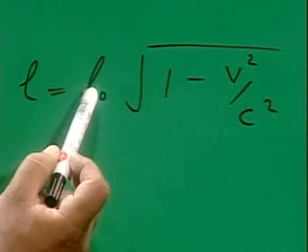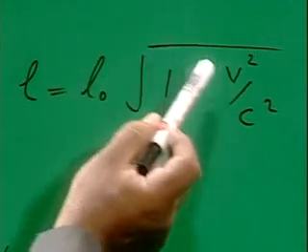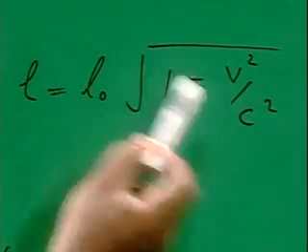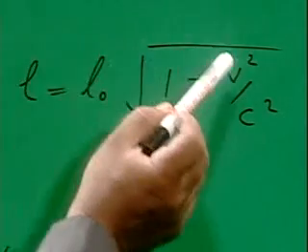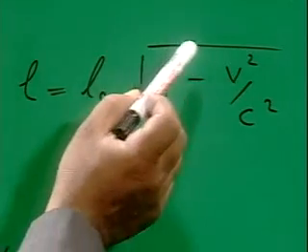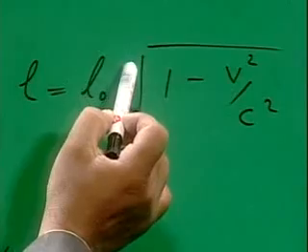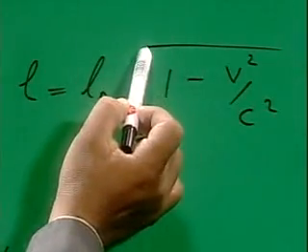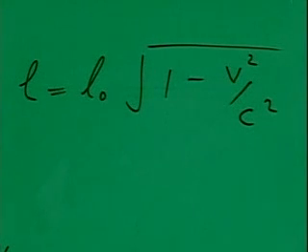Suppose L0 is the length of a rocket at its launching pad. V is the velocity of the rocket and c is the velocity of light. L is the length of the rocket when it is moving with this velocity v. You have just studied that when this velocity v approaches the velocity of light, the value of this factor decreases. When the value of this factor decreases, the value of L decreases. This phenomenon is known as length contraction.